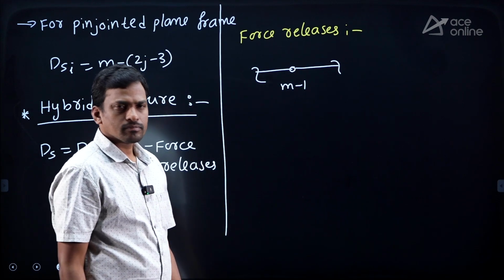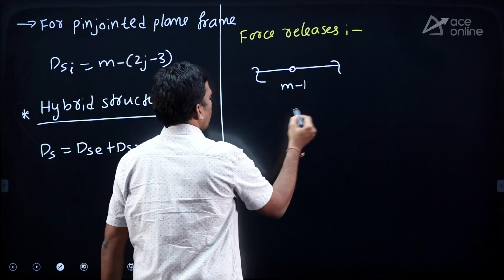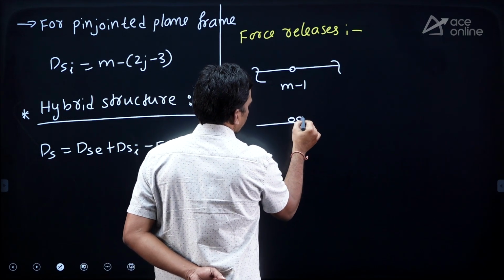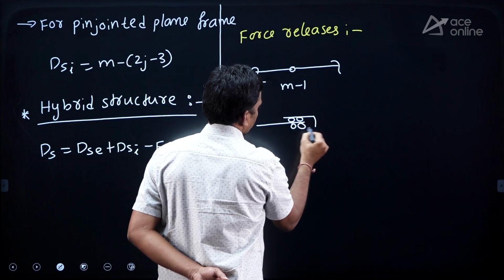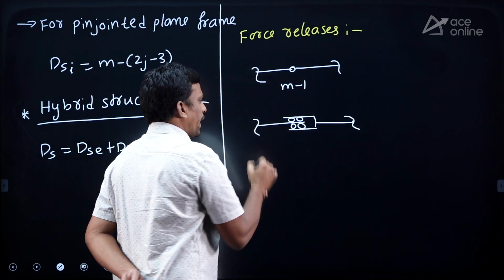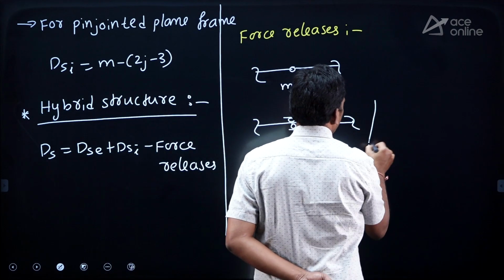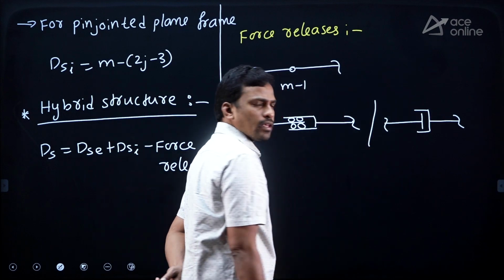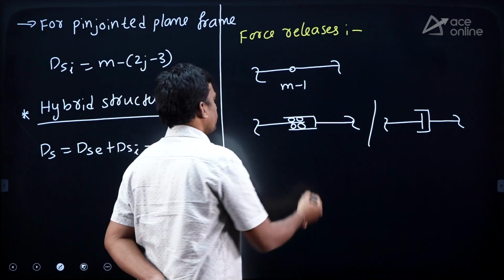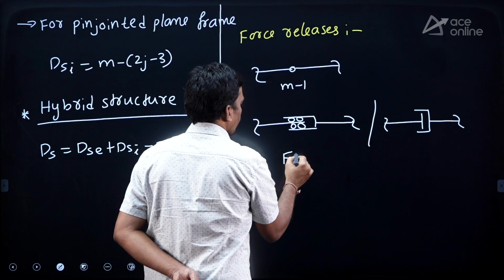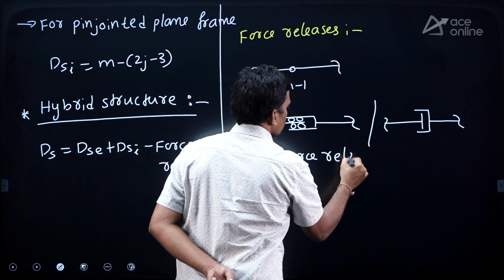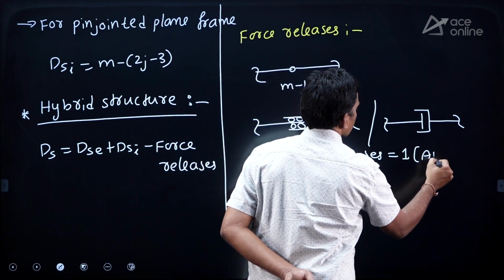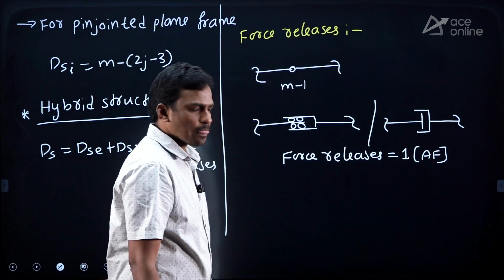Then next, if it is an axial hinge, now this is the axial hinge, right? I told you the axial hinge we can represent like this also. So both are the same only. For axial hinge, how many force releases? Only one, right? Force releases equals 1. What is 1? That is axial force.